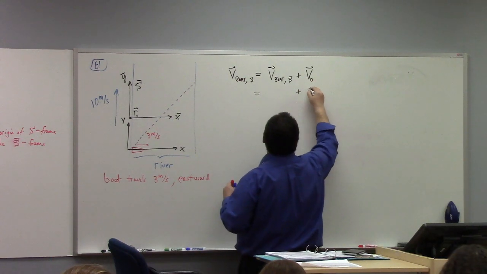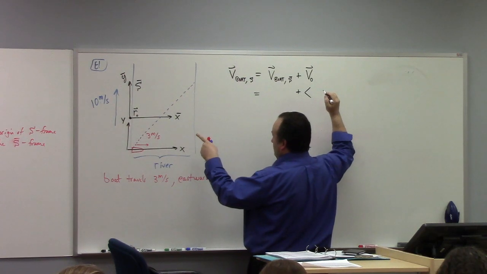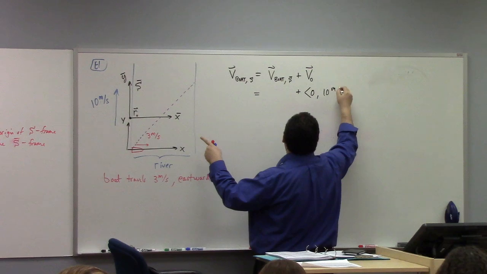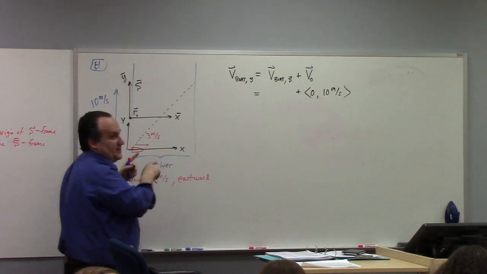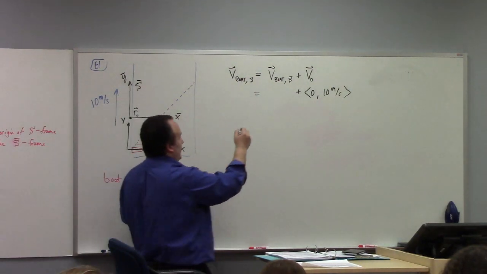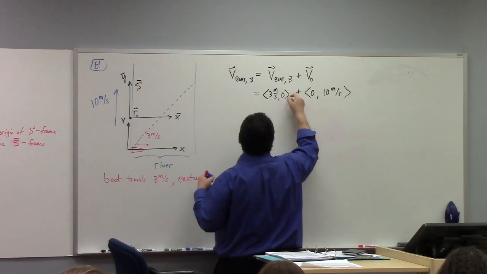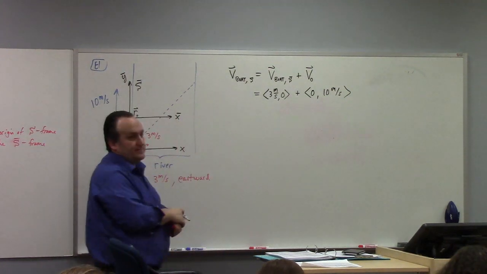So I heard now, but what's the direction? It's a vector, right? 0, 10 meters per second, right? And what's the velocity of the boat? Well, I told you it's going 3 meters per second eastward, right? So it's 3 meters per second, 0. That's the velocity of the boat with respect to the river.